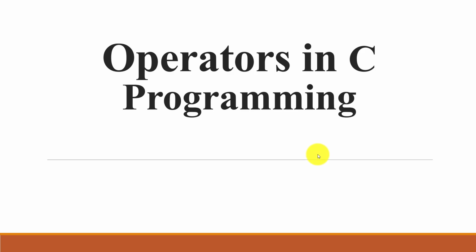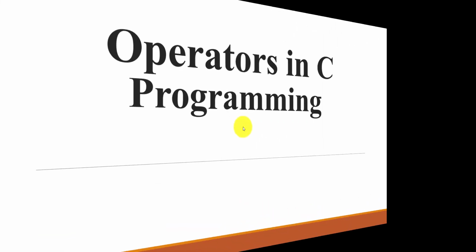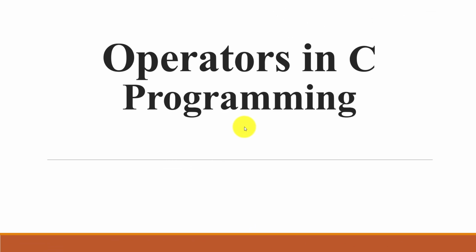Hello friends, in this video we're going to discuss operators in C programming. In the previous video, we discussed what a data type is in C. Now in this video we're going to discuss the basic details of operators in C, that is, what an operator is, the types of operators, and what unary, binary and ternary operators are, with examples. So let's start.